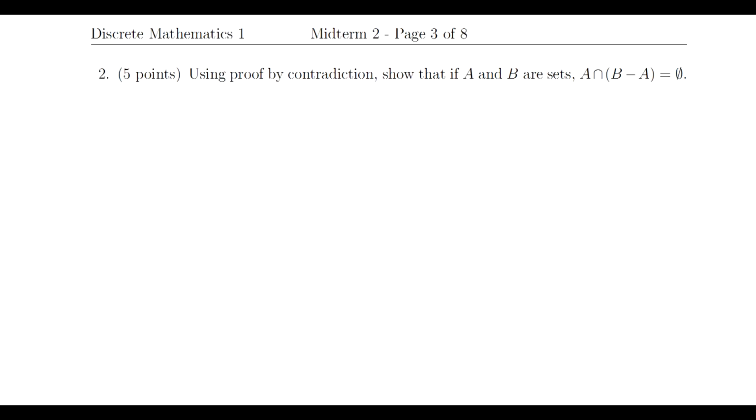Okay. Here's a trickier question. Using proof by contradiction, show that if A and B are sets, then A intersection B minus A is equal to the empty set. So I'm specifically asking for contradiction. So what do we have here? We have, suppose that A intersection B minus A is not equal to the empty set.